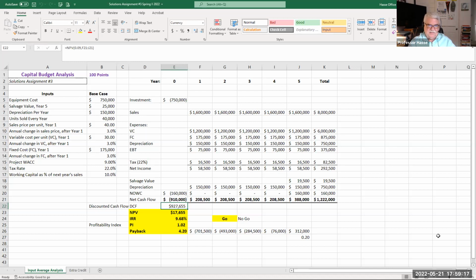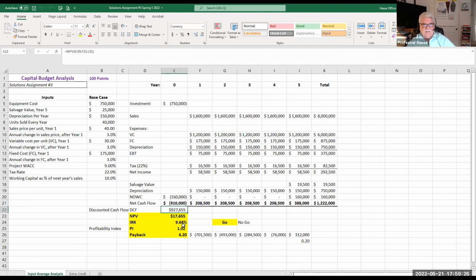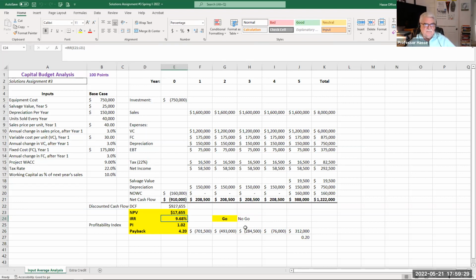We're generating $17,655 in dollars of net value return on this investment. That is 9.68% in a percentage return. Using the IRR function spread out over years 0 through 5, we get 9.68%. The profitability ratio of the discounted cash flow to the investment is 1.02. And the payback is 1, 2, 3, 4, and 20% of year 5, 4.2 years to pay it back.